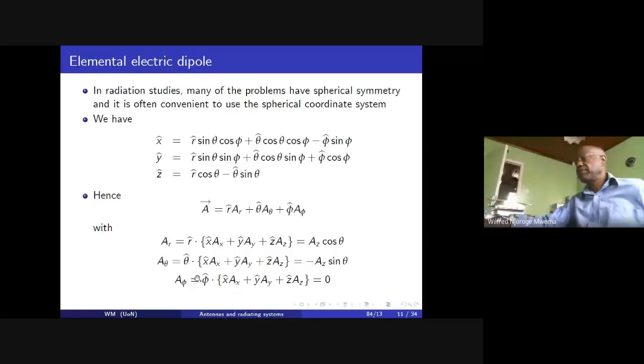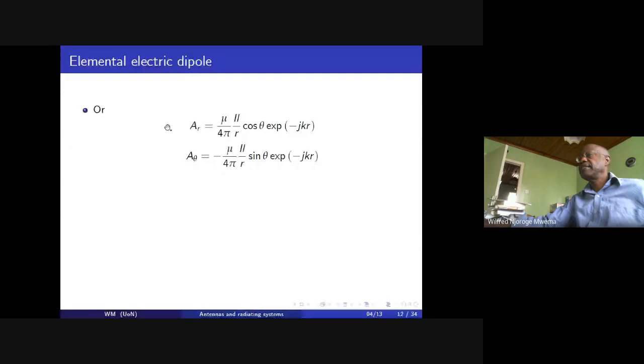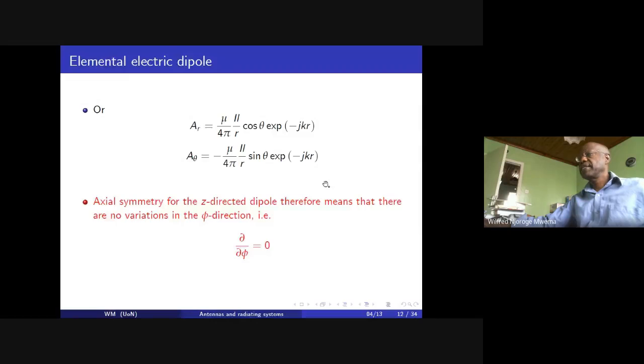And we see that for this particular kind of vector, with only Az, the azimuthal component is going to be equal to 0 throughout. In other words, we can write that the radial component of A is given by mu divided by 4 pi, multiplied by the current, and multiplied by the length of the dipole, divided by the distance r of the field point from the current element, multiplied by cosine theta and e to the minus jkr. And A theta has the same e to the minus jkr factor. The reason we have A phi equal to 0 is the axial symmetry of the z-directed dipole, which means there will be no variations in the phi direction, and that means d by d phi is always equal to 0.